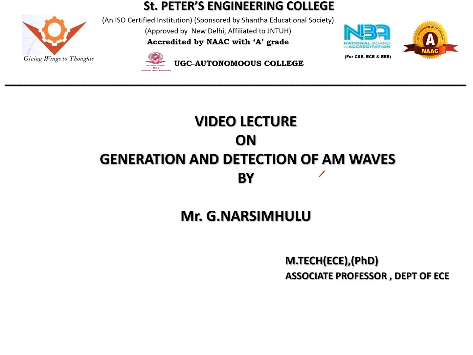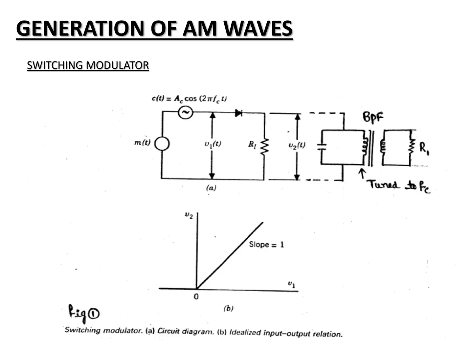Today, we are going to discuss generation and detection of AM waves. Let us look into this switching modulator. A switching modulator is a way to generate AM waves. This is a very basic, fundamental mechanism to generate AM waves. It includes diodes, resistors and band pass filters.